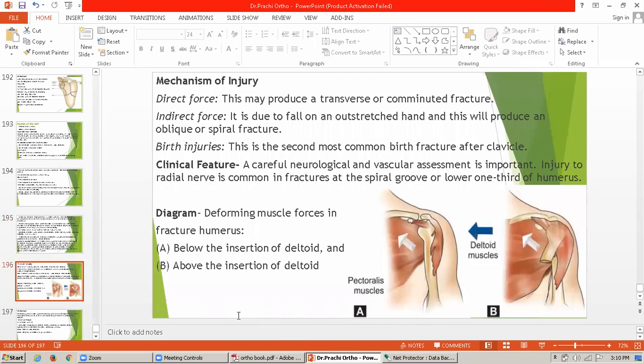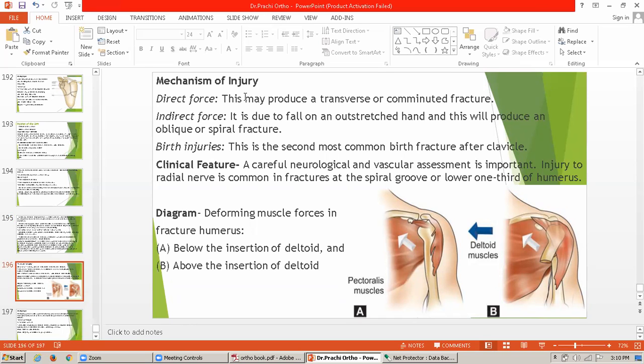In this diagram, you can see the deforming muscle forces in fracture humerus. Here is the insertion of the deltoid, and just below the insertion of the deltoid there is a fracture. In diagram B there is a fracture just above the insertion of the deltoid. So this is the deltoid muscle, and depending on that, the anatomical consideration is present.